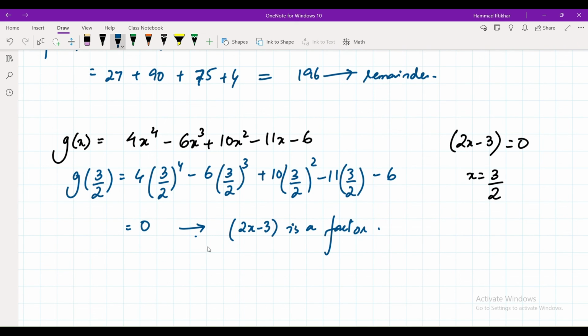Now, remember this one thing. We are not getting the quotient over here. Like, we are not getting the quotient of this polynomial divided by 2x minus 3. We are only able to determine whether 2x minus 3 is a factor of this polynomial or not. If it had come out to be some non-zero number or expression, that would mean that 2x minus 3 were not a factor.